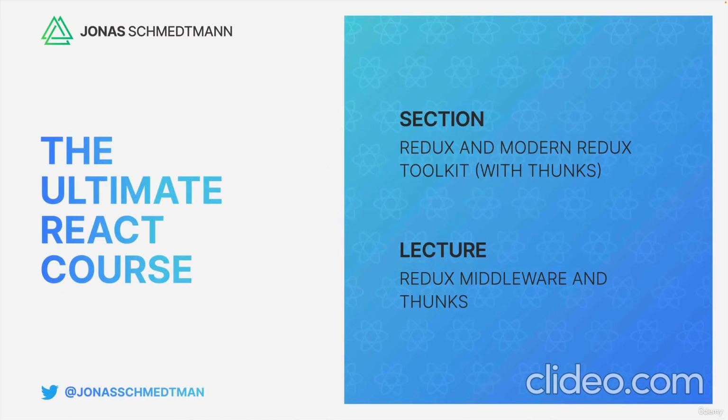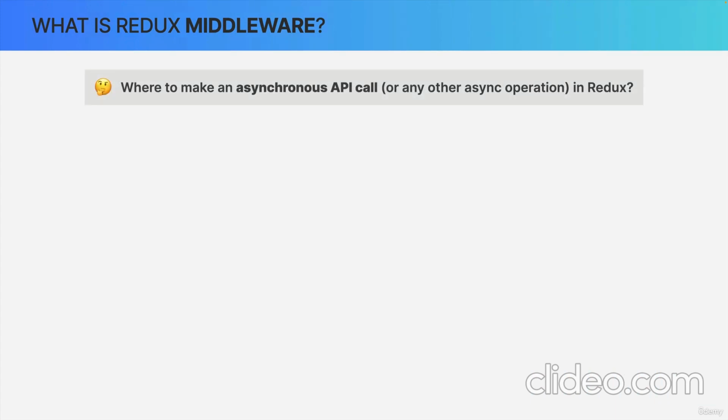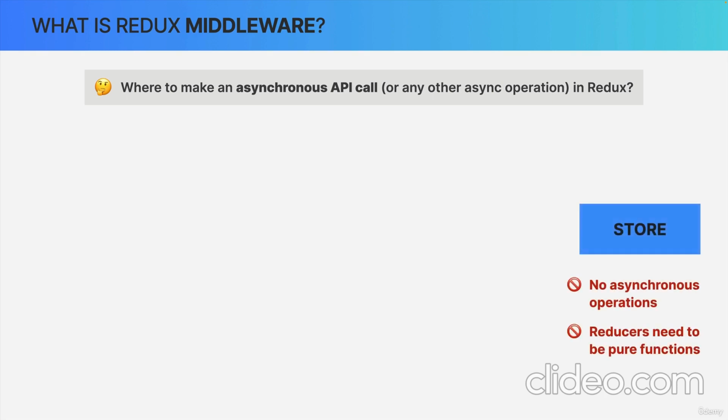Let's now take a look at how we can extend the functionality of Redux by using something called middleware. So let's say that we wanted to make an asynchronous call to some API. So where could we actually do that in Redux? Well, we can definitely not make the API call inside a reducer, because reducers need to be pure functions with no side effects. So by itself, a Redux store doesn't know anything about performing asynchronous logic like this. It only knows how to synchronously dispatch actions and update the state.